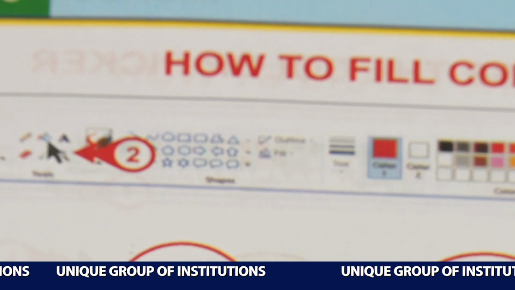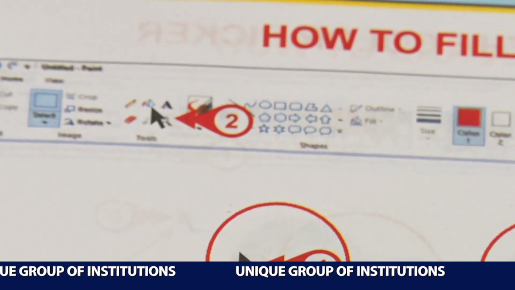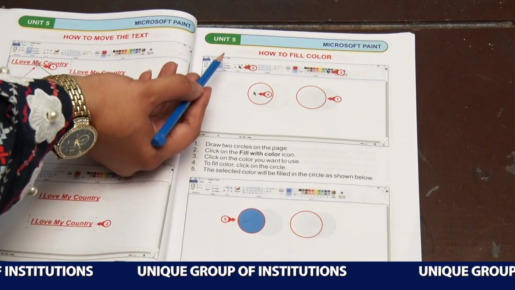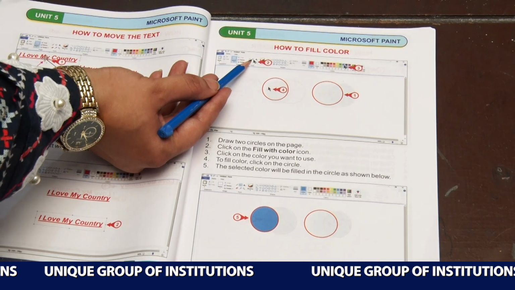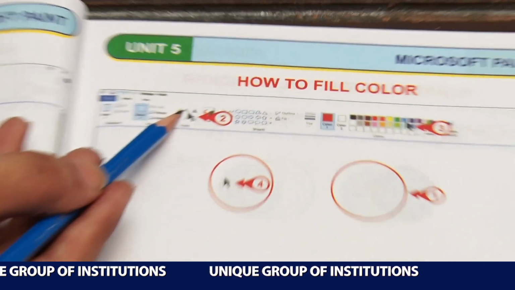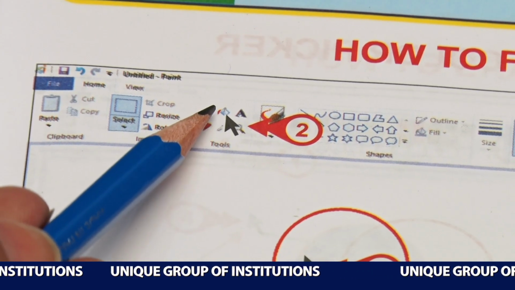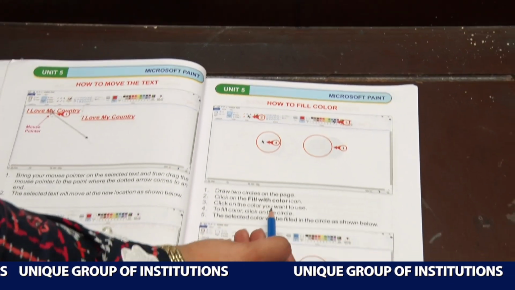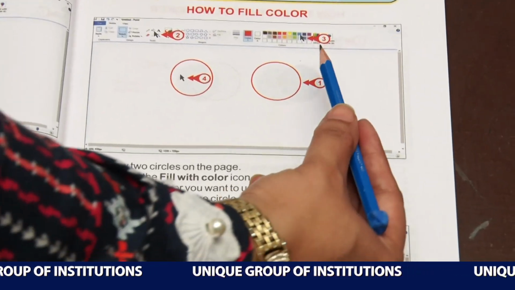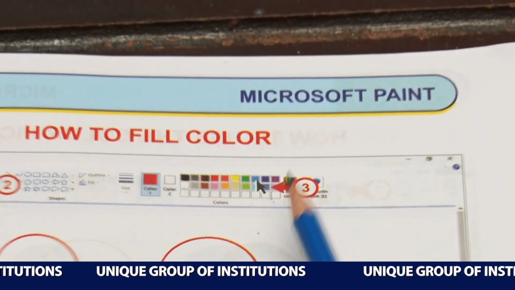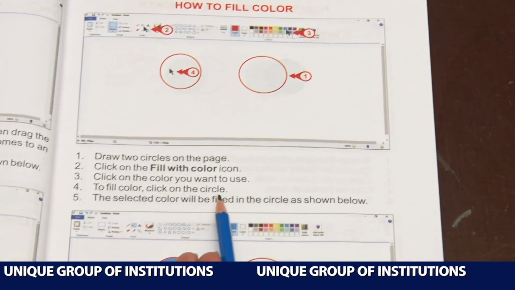Then you have to click on the fill with color icon. That is just beside the text box icon. A paint bucket is drawn here with dripping paint. You have to click on it. Click on the color you want to use. Then you have to choose a color from the color bar. To fill color, click on the circles.